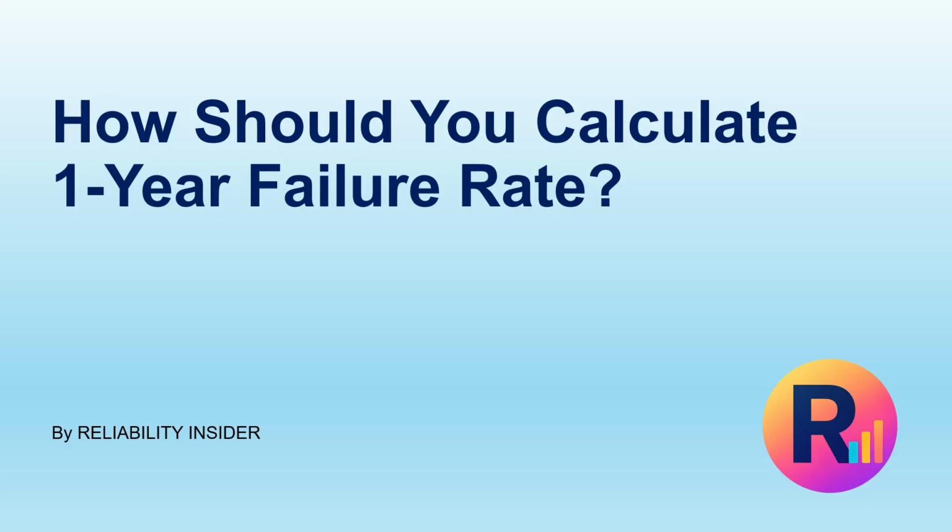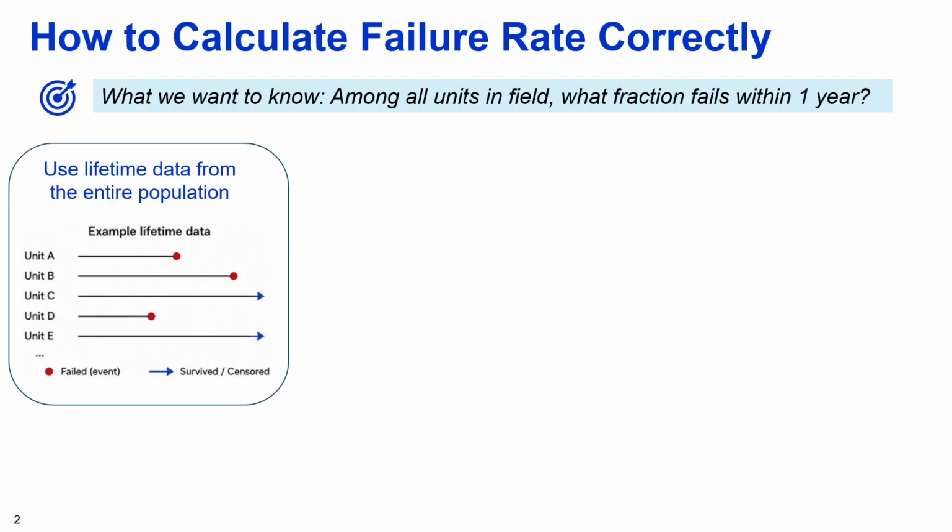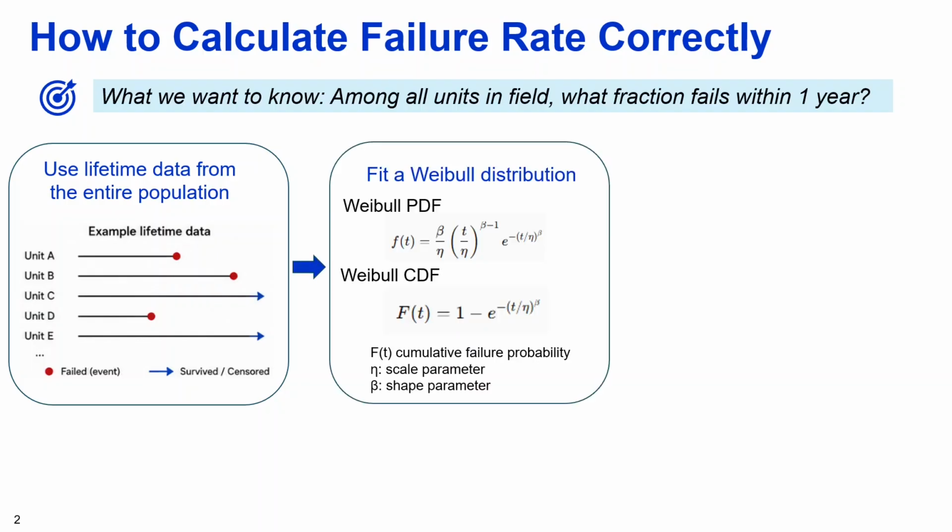So let's get started. Here the question is, among all the units in field, what fraction fails within 1 year? In order to know that, we need to first look at the lifetime data from the entire population, which includes both the failed parts and the surviving parts. We then fit a lifetime distribution to the data. You may sometimes see lifetime summarized using a simple average, or fitted with a normal distribution. But these approaches may not adequately handle censoring or the shape of typical reliability lifetime data.